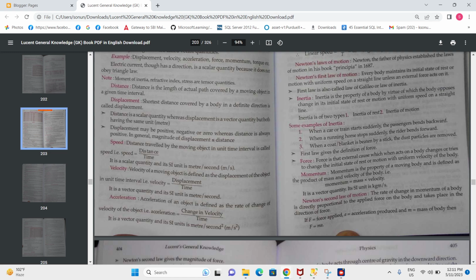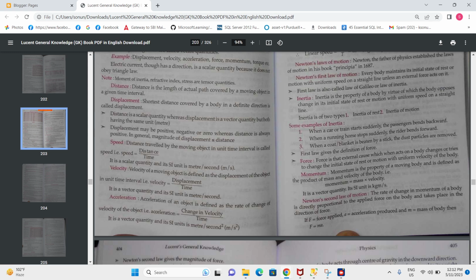So we should focus on this point. Every body maintains its initial state of rest or motion with uniform speed in a straight line unless an external force acts on it. Simple. We are seated. I am sitting on my chair, and I am in my stable state. So I will not move till someone pushes me or I want to change my position. If someone comes and pushes me, definitely my position will be changed. So this is the Newton's law of motion.